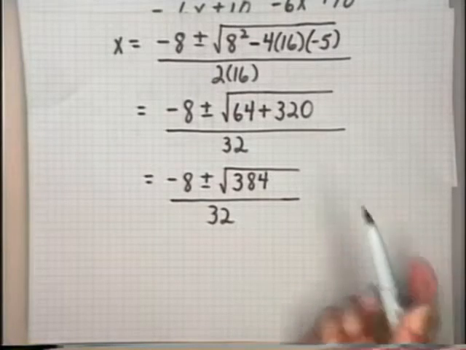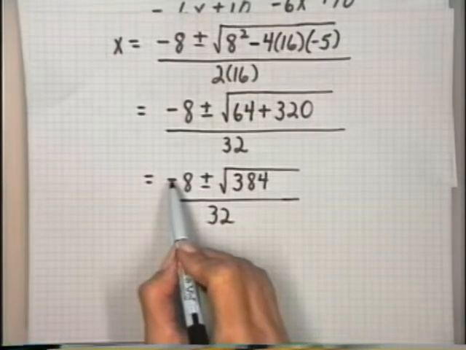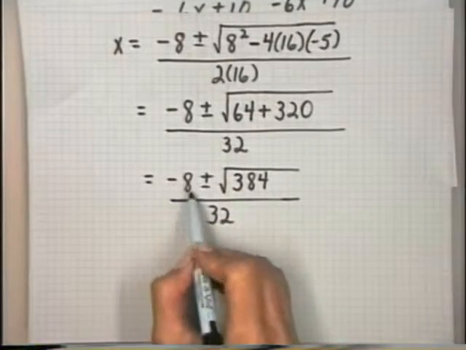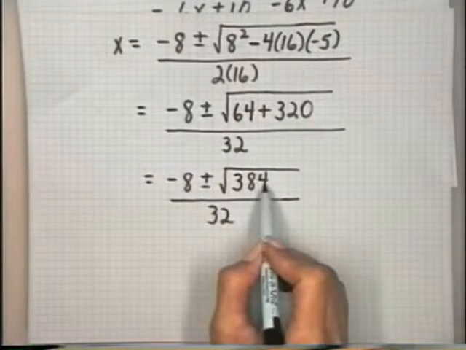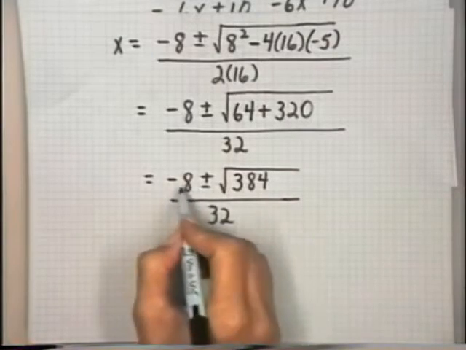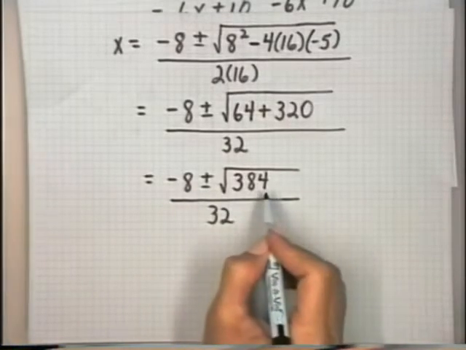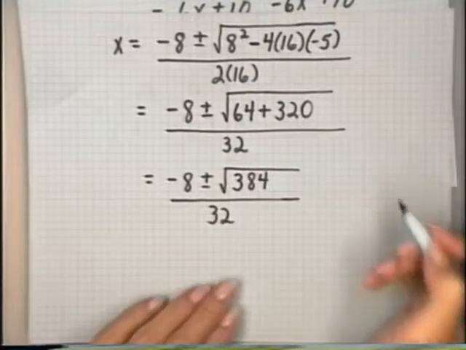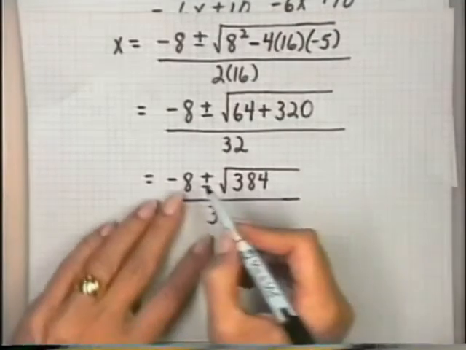Now some teachers would let you give decimal values here, and if you are allowed to give decimal values, then you may calculate. Remember to say minus 8 plus the square root of 384 and divide all that by 32, and minus 8 minus the square root of 384 and divide all that by 32.